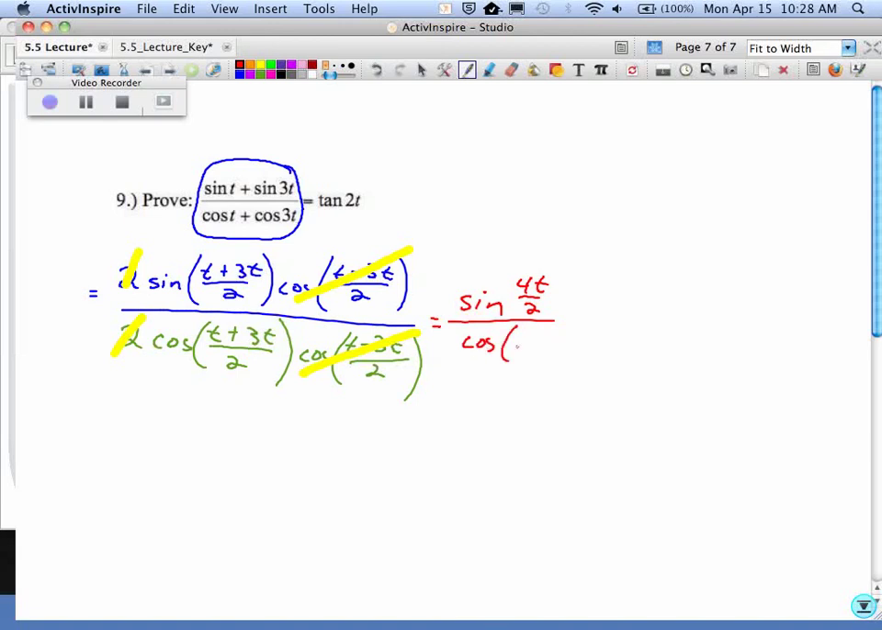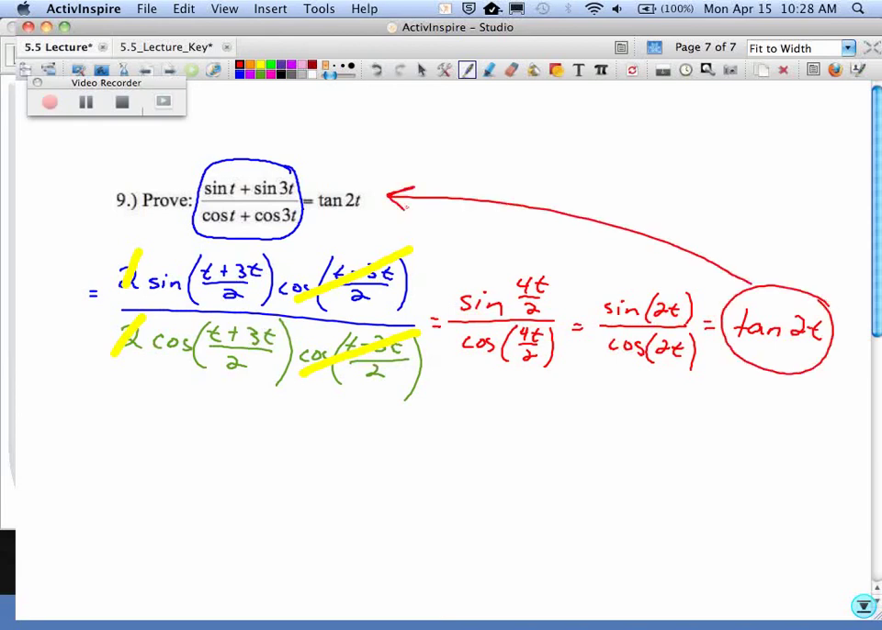I may be simplifying more than I need to, but this ends up being the sine of 2t over the cosine of 2t. So that's a double angle of sine over the double angle of cosine, which is the double angle for tangent. And that's what we're trying to do. Great job, Jeffrey.